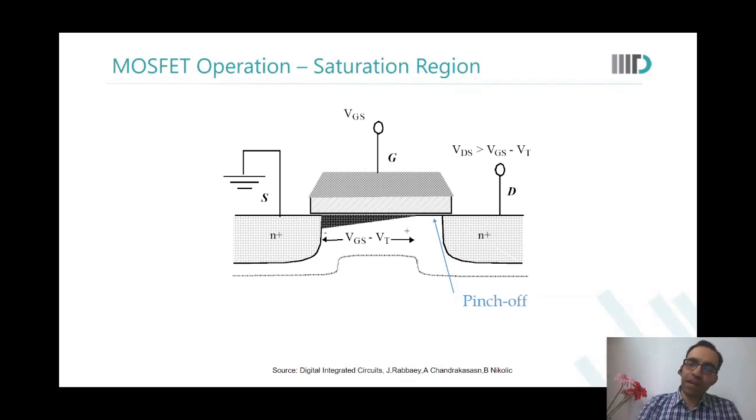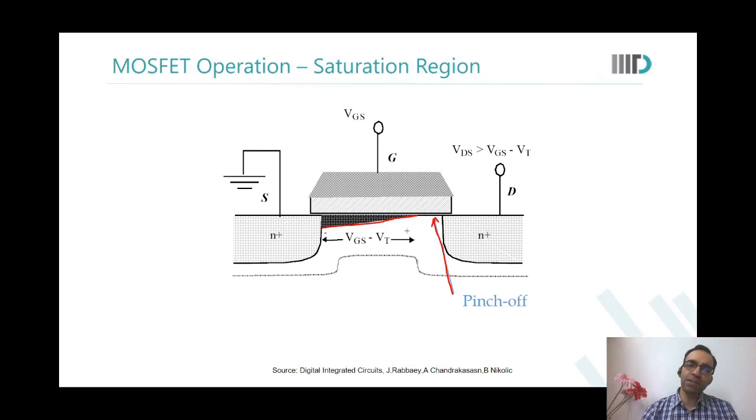So when we apply a differential voltage between the source and the drain, then what happens? Current starts to flow, and we see that this channel is no longer flat. We see that this channel starts to taper, and we see a pinch off happening here. Okay. So you remember all of this? This you must have all done in your earlier course on electronics. Yes, sir. Great. So pinch off happens, and what does pinch off do?